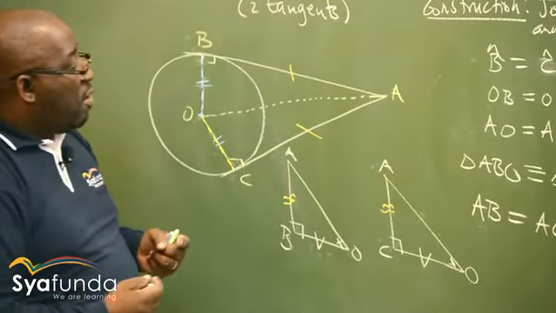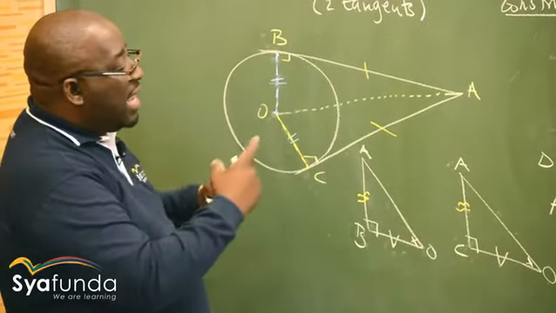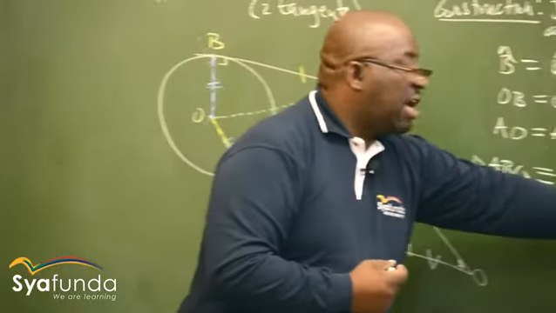We use the factor of congruency, look at the two triangles, divide them, then the case that we'll be using is 90 degrees, hypotenuse and a side.